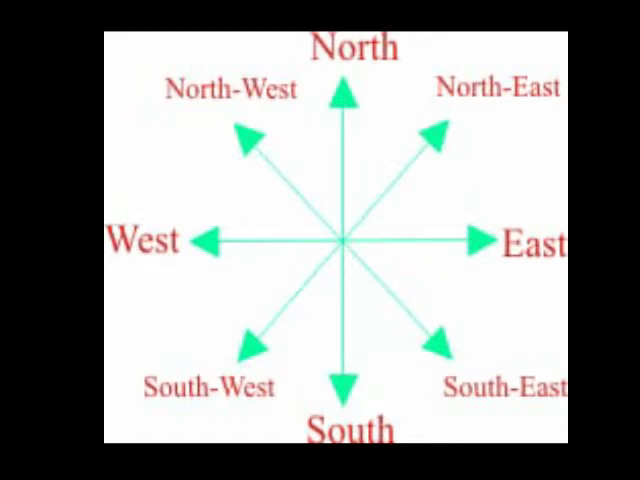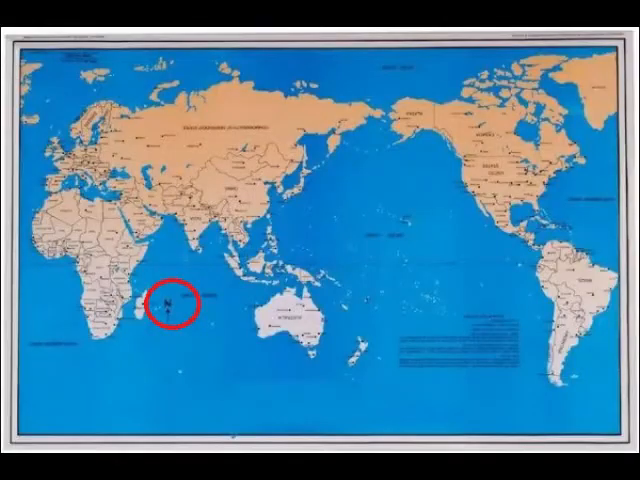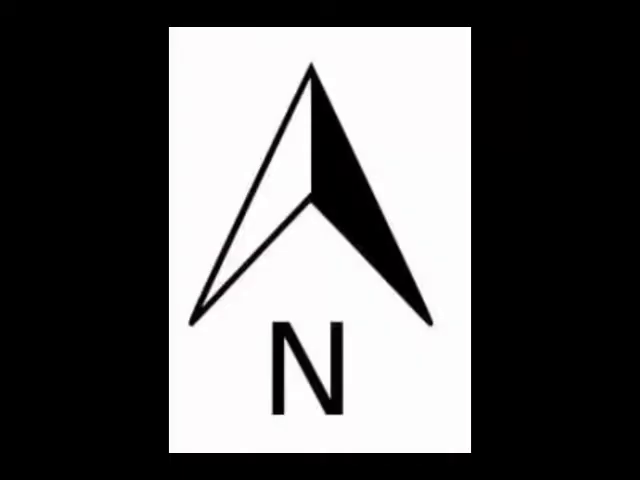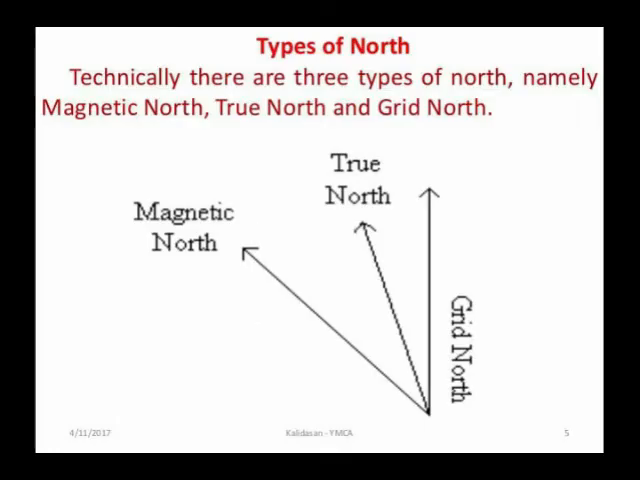These directions can be subdivided as northeast, northwest, southeast and southwest. All the topographical and other geographical maps are oriented north or shown by an arrow pointing towards north. Once north is located, it is easy to find other directions. On the maps, 3 types of norths are given: true north, magnetic north and grid north. Let's study them one by one.